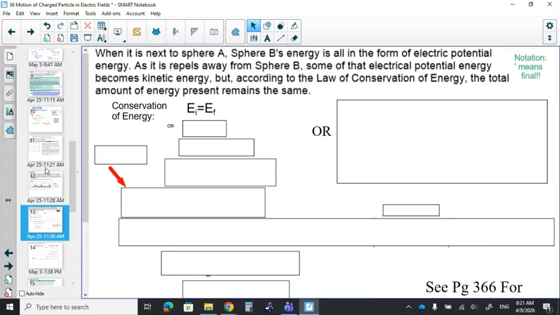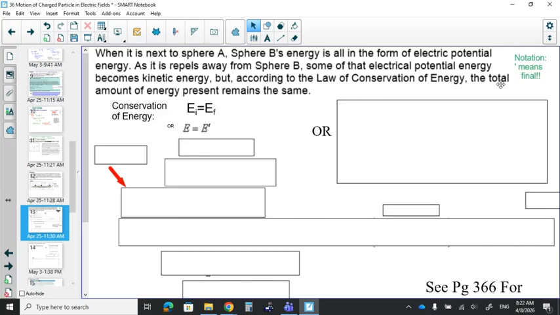All right. So when it's next to sphere A, the sphere's energy is all in the form of electric potential energy, right? It doesn't have any initial speed or anything. And so as it repels away, some of that electric potential energy transfers to kinetic, of course, right? And so they're using the law of conservation of energy. I'll touch on this in a couple different ways here, but the initial energy equals the final energy, or you can look at it as E equals E prime. The little apostrophe, you call it prime, and that just means final.